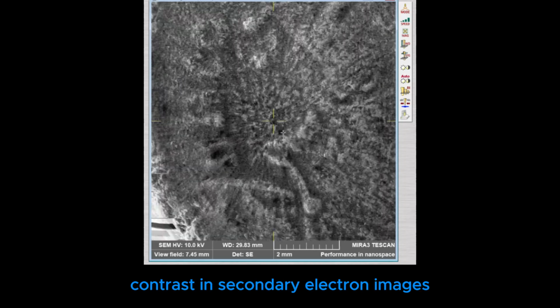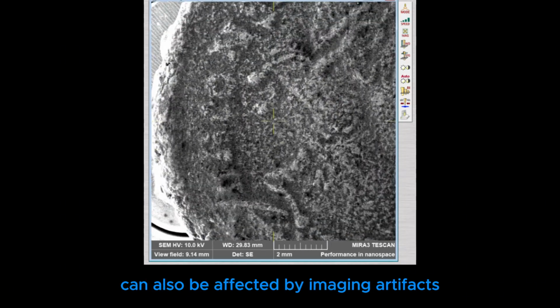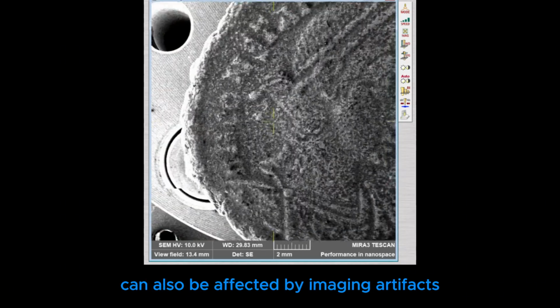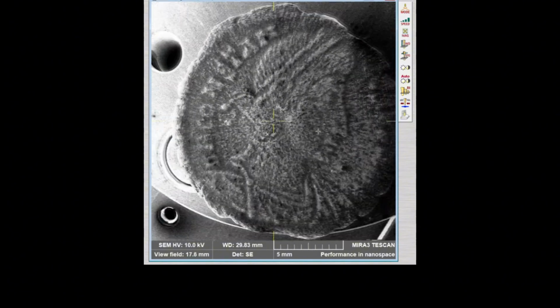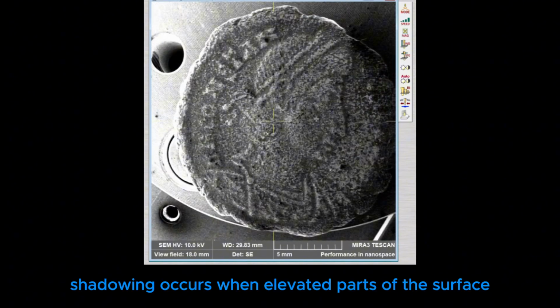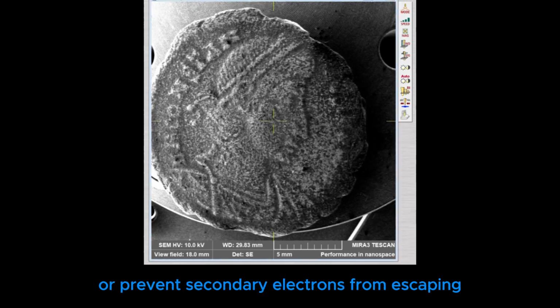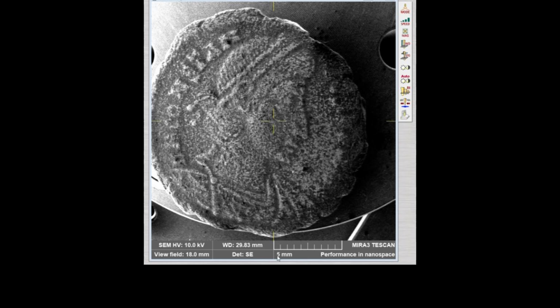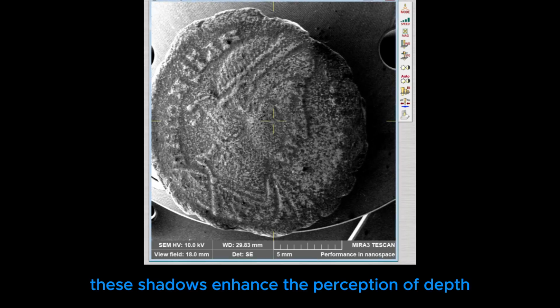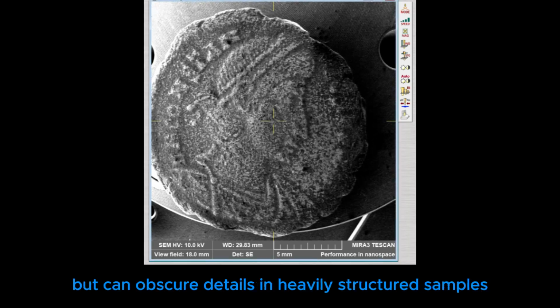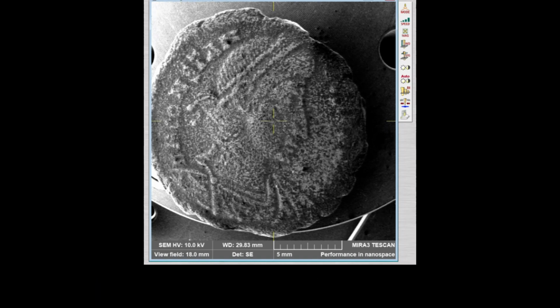Contrast in secondary electron images can also be affected by imaging artifacts, such as shadowing. Shadowing occurs when elevated parts of the surface block the electron beam from reaching lower regions or prevent secondary electrons from escaping. These shadows enhance the perception of depth but can obscure details in heavily structured samples.